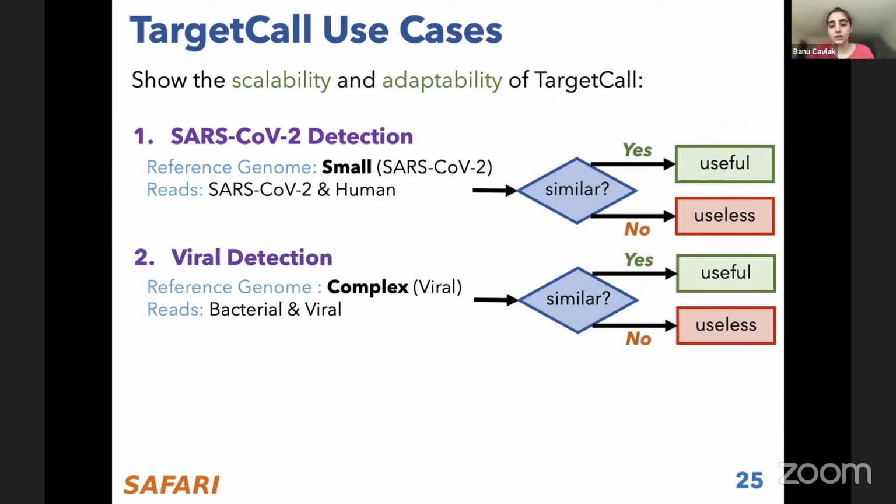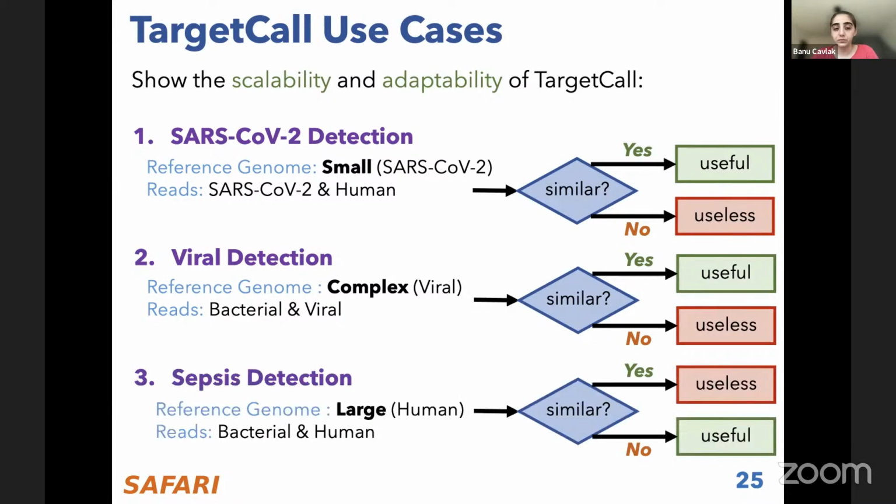Viral detection is also a similar use case, but this time the difference is our reference genome is not one single viral reference genome, but it's composed of multiple of them. So we have a bit more complex reference genome, and our sample now contains bacterial and viral reads, and we want to identify the viral ones. Here now the viral and bacterial reads are resembling each other more compared to human ones. That's why it's a bit like a different use case. But the approach is similar, and anything that is similar to the reference genome is identified as useful for this use case as well.